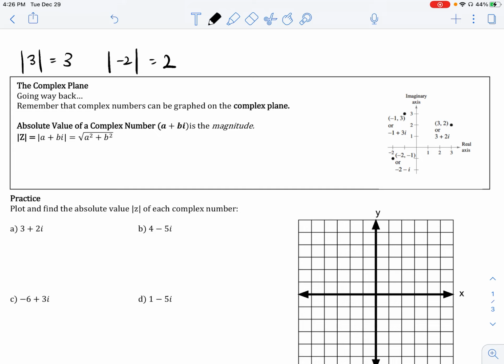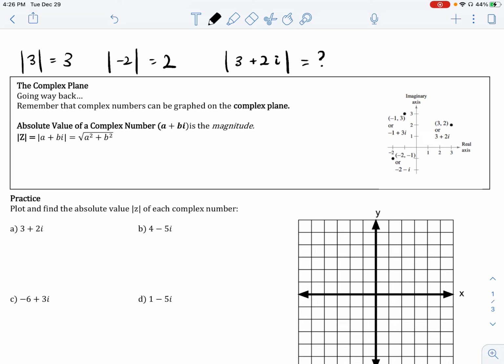Now, what if I asked you to find something like the absolute value of 3 plus 2i, a complex number? Well, what would this be equal to? And so far, we don't really have a way of answering that. And I think something that will be really essential for us to answer this question is to make sure that we have a thorough and full understanding of what absolute value means.